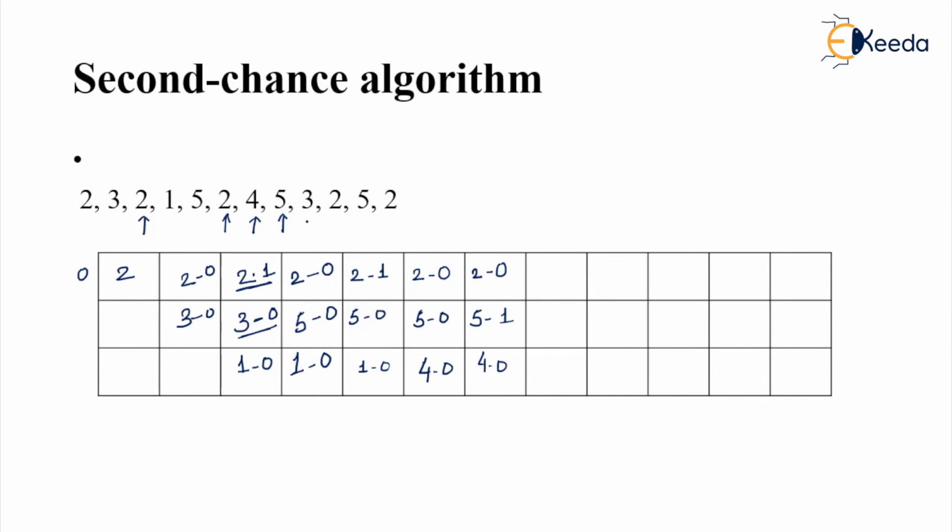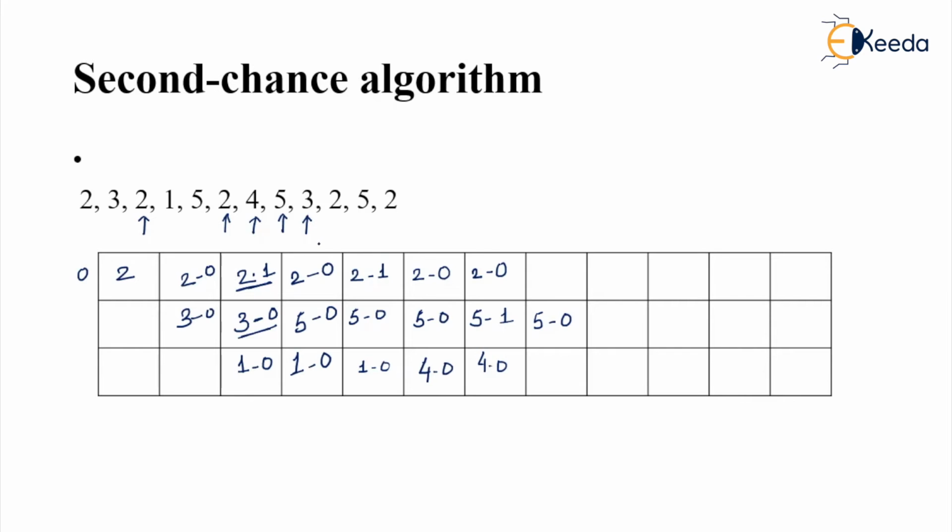Next part is your 3. So when 3 will come, now we will see that the 5 reference bit will go to 0, but we will not replace this one. We simply make it 0.